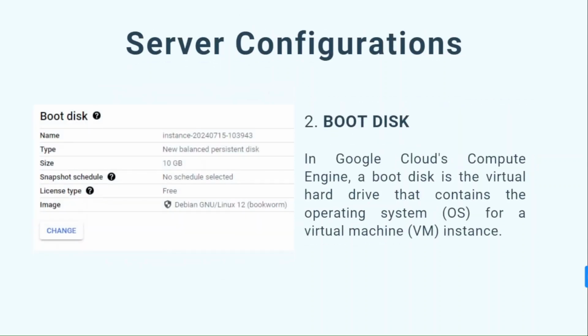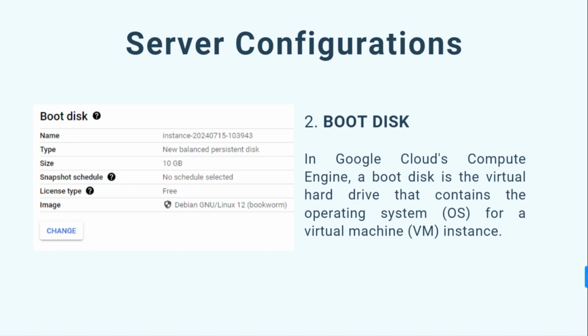Now, let's talk about boot disks. These are the storage units where your virtual machine resides. There are two main categories. One is persistent disk. These disks hold on to your data even after you stop or restart your VM. You have two choices: standard persistent disks or SSDs.